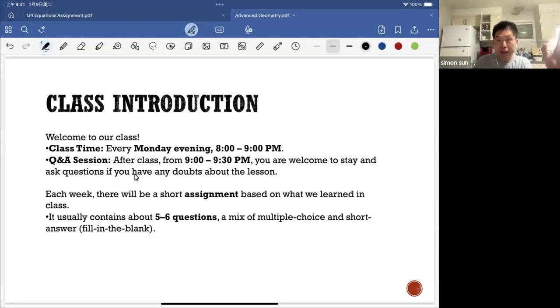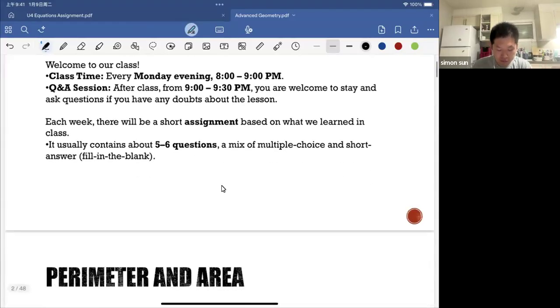And after each class, there will be a short assignment based on what we learn in the class. Usually it's just a small assignment. It usually contains about 5 to 6 questions. We have multiple choice questions or just fill in the blank. Just simple ones. Okay. Any questions regarding this part? Okay. Let's move on.